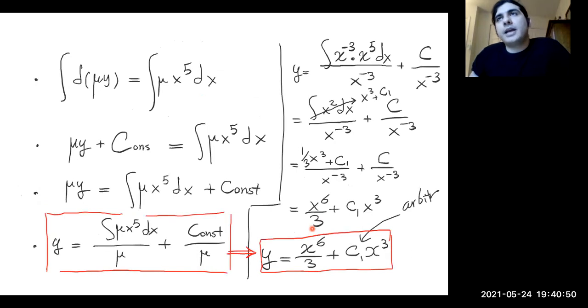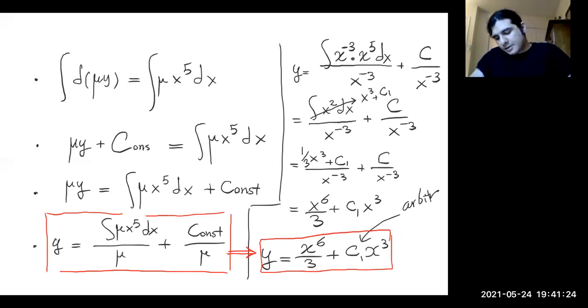Now I can integrate both sides of this equation. This is what we would get. On the left-hand side, the integral and the differential cancel each other up to a constant. So we end up with just mu y plus a constant. On the right-hand side, because I do not know what mu is, I would just keep that as an integral of mu x to the 5.